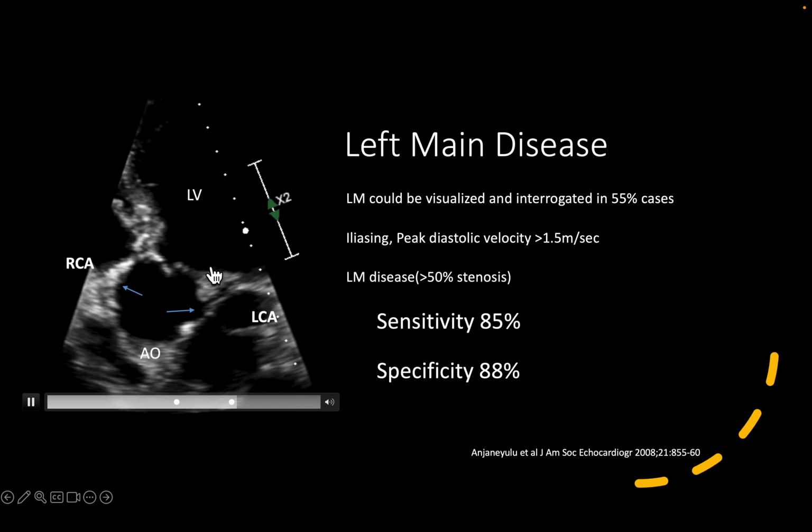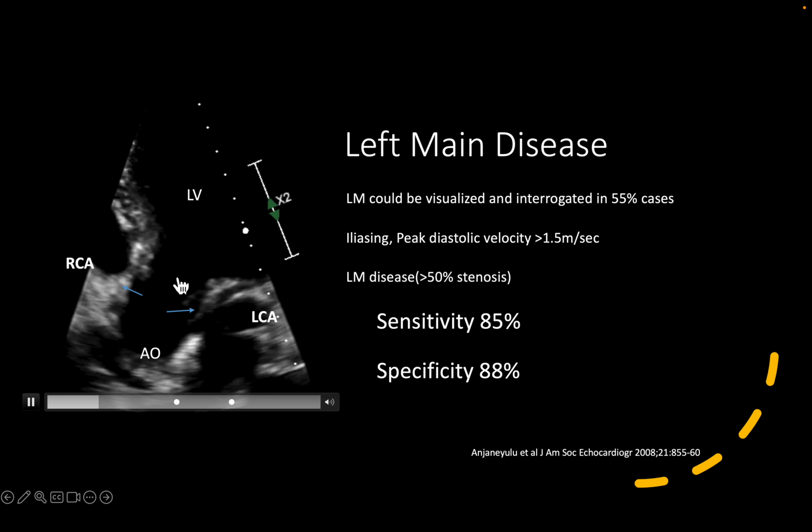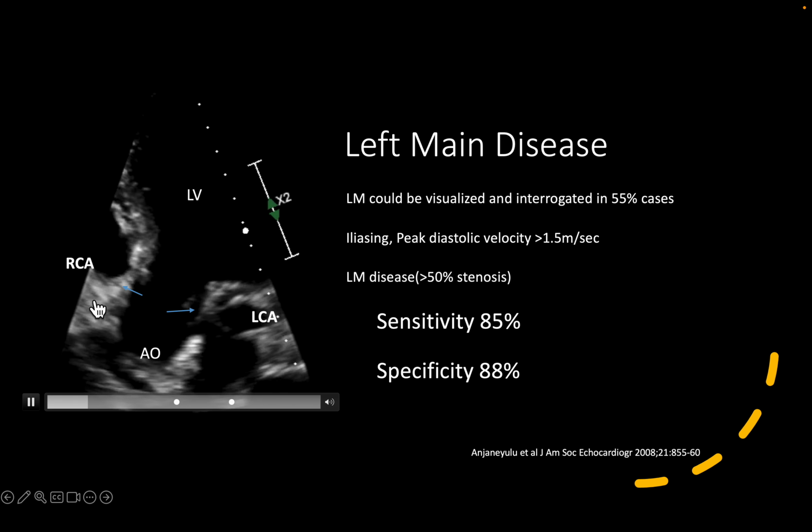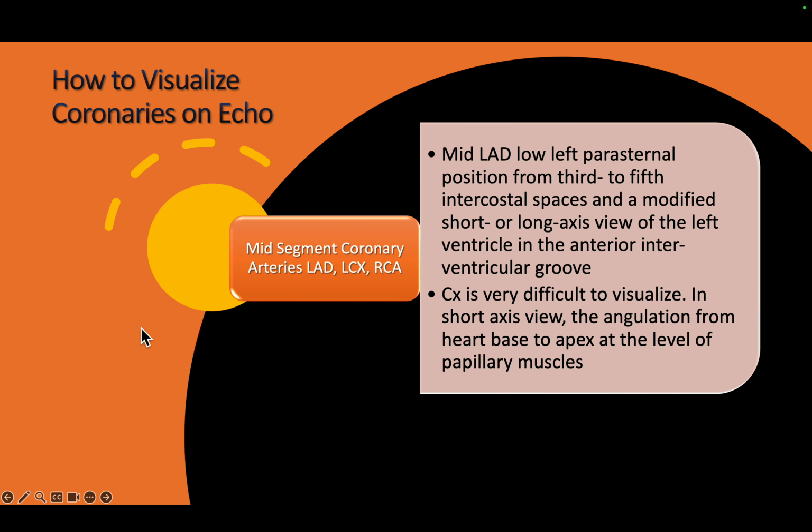Now this is an apical 5-chamber view. This is aorta, then this is left coronary artery, the right coronary artery on the other side. So that was proximal. Let's talk about the mid-segment coronary arteries.